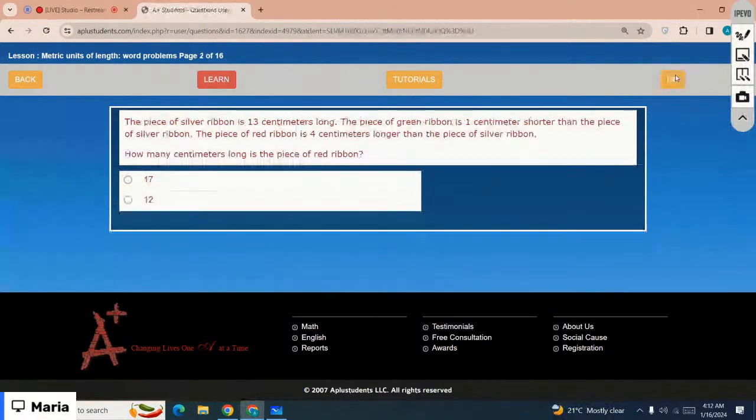The piece of silver ribbon is 13 meters long. The piece of green ribbon is 1 meter shorter than the piece of silver ribbon. The piece of red ribbon is 4 meters longer than the silver ribbon. So, how many meters long is the piece of red ribbon? Which is the correct option?